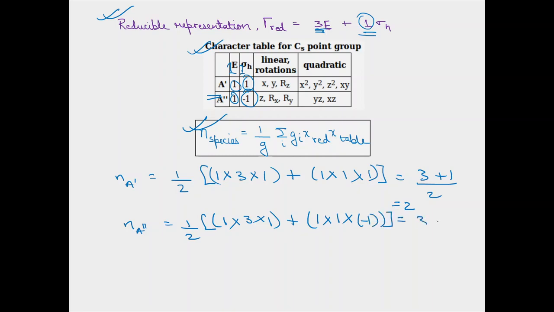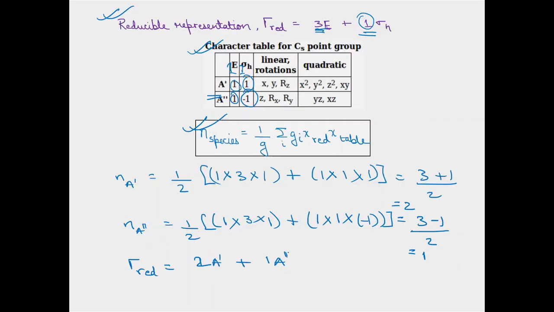That means here it is 3 minus 1 by 2, right? Which is equal to 1. That means the reducible representation, now we can write it as 1, 2 A dash plus 1 times A double dash.